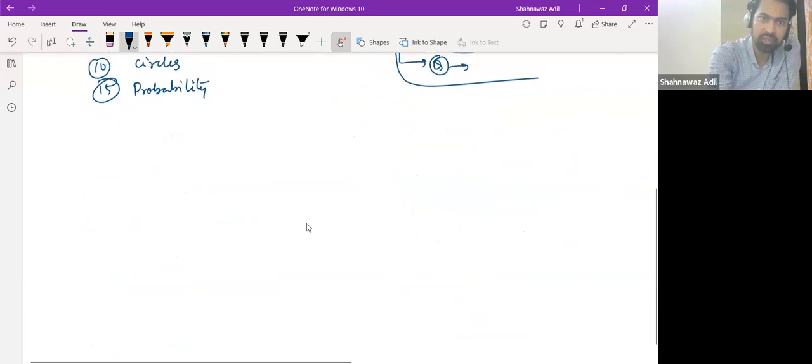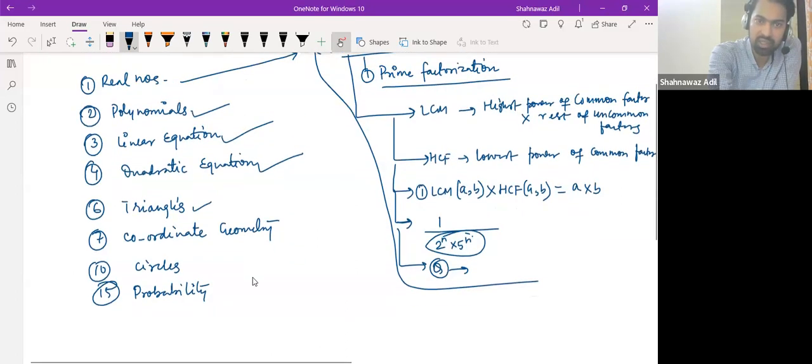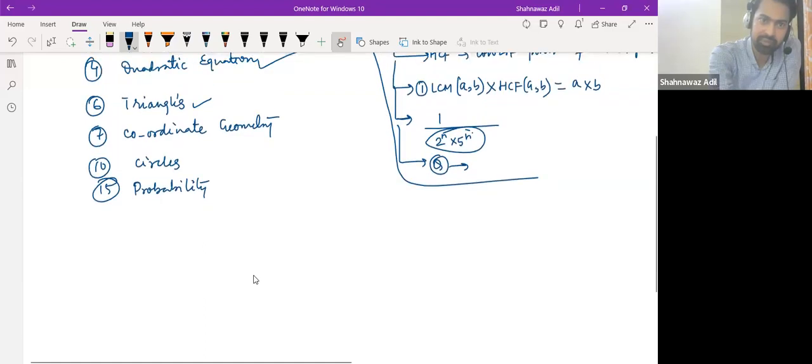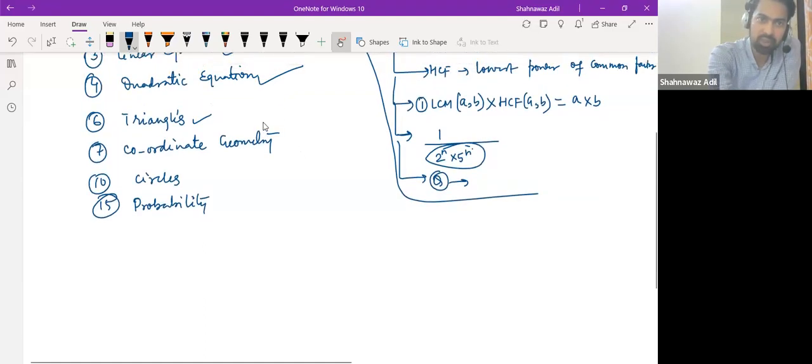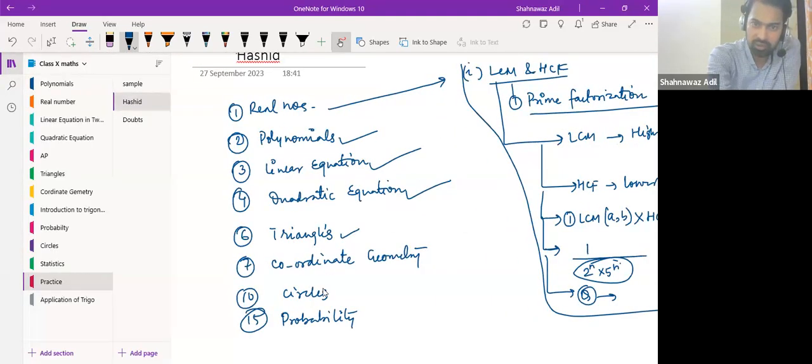And in polynomials, we have revised this polynomial quite a lot of times, right, Hashim? Yes, we have revised. Quadratic equations we have revised. Triangles we have also revised, right? Okay. So do you have any doubts in any of the chapters? No, sir. Good. So then let us do this important question of the first chapter, and then I will also do some questions on these topics, right?